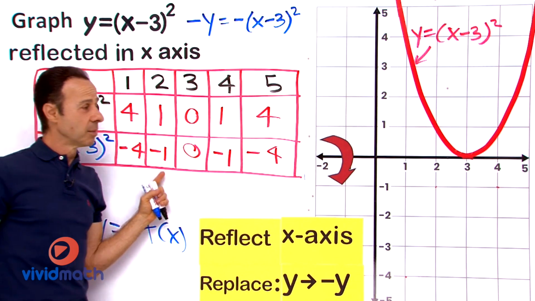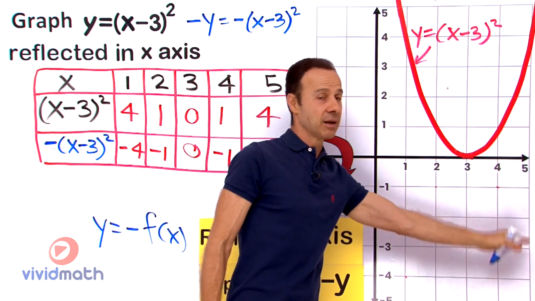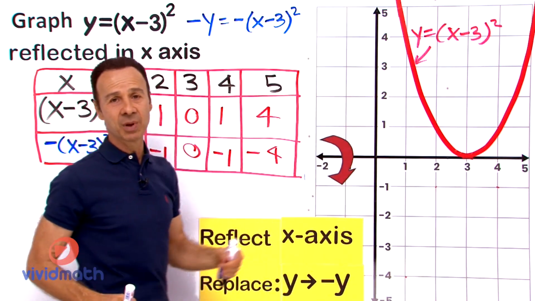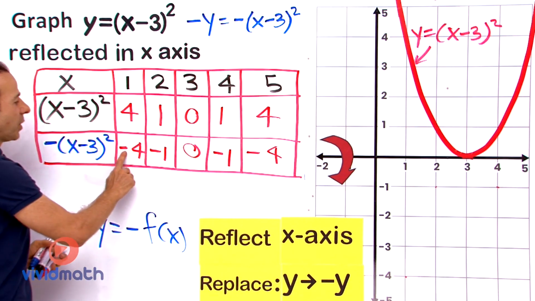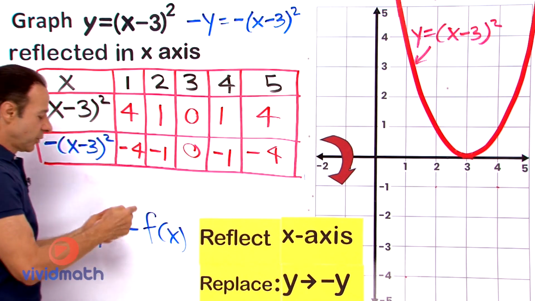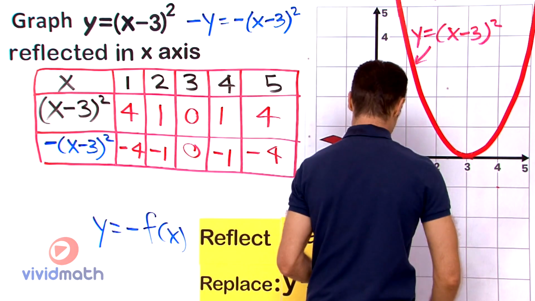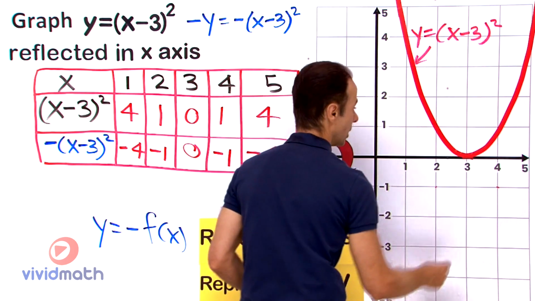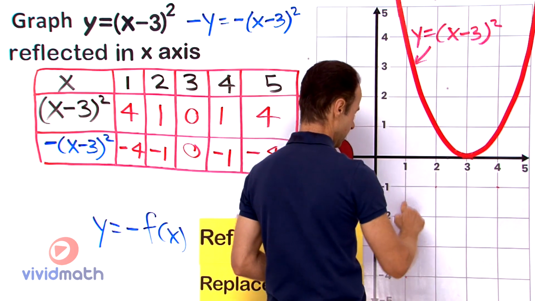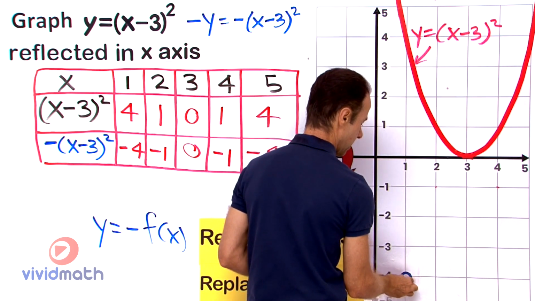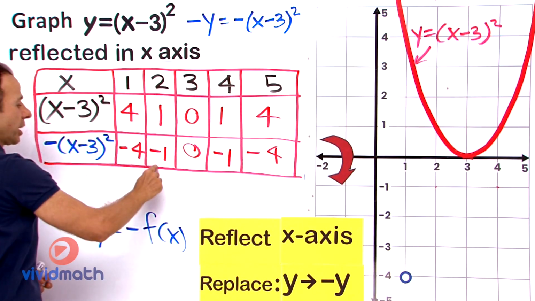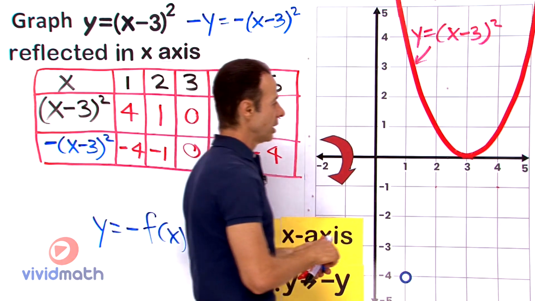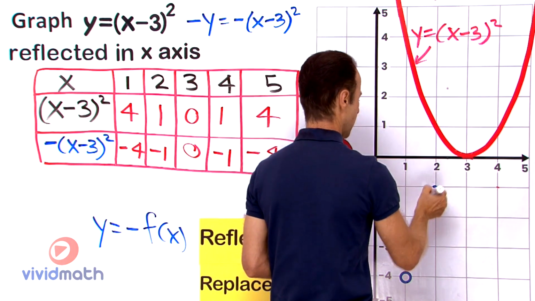they're all negative, meaning they're all going to be located down here. So let's plot the points down below to see the mirror image. So down below for this one, we've got 1, negative 4. 1, negative 4 will be about there. Then we'll have 2, negative 1. So 2, negative 1 will be there.